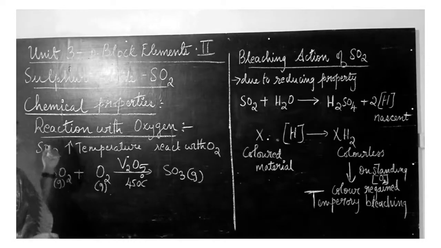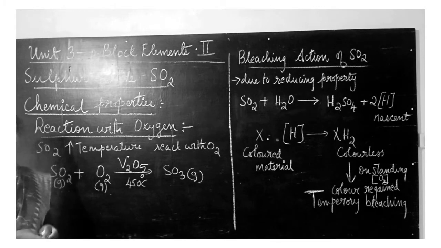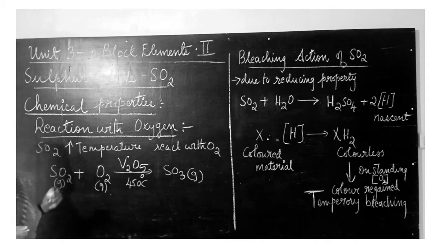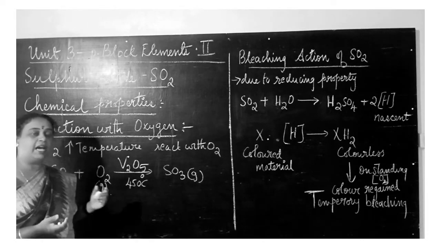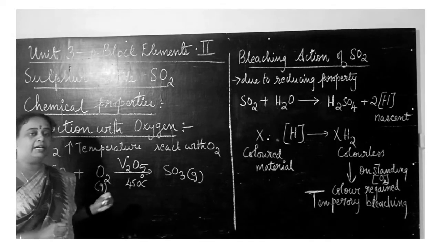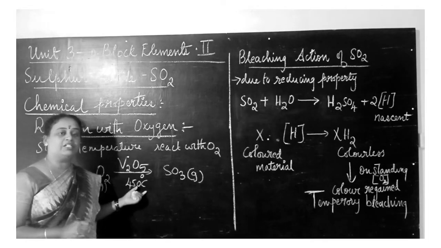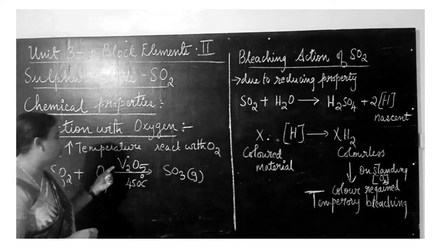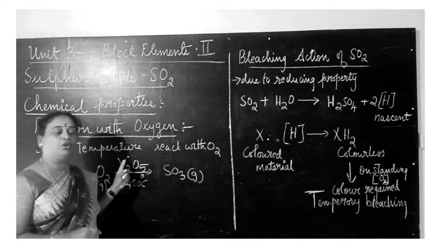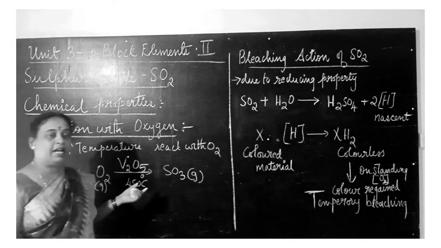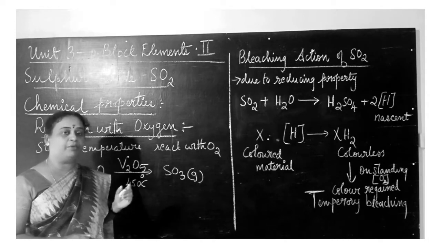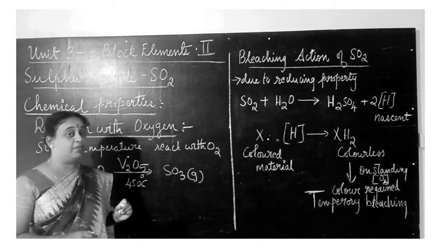Now let us see the reaction of sulfur dioxide with oxygen. Sulfur dioxide gas and oxygen gas react with each other at a high temperature of 450 degrees Celsius in the presence of the catalyst called vanadium pentoxide, V2O5, to give sulfur trioxide gas. Fine. So this reaction is a significant reaction, the contact process of sulfuric acid manufacturing.